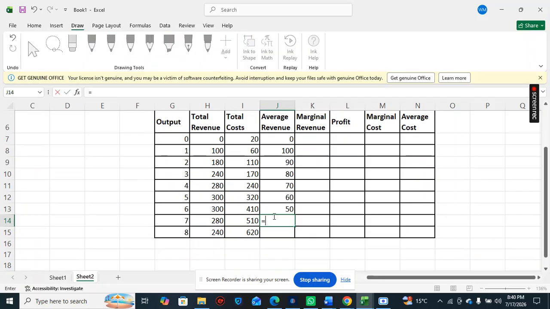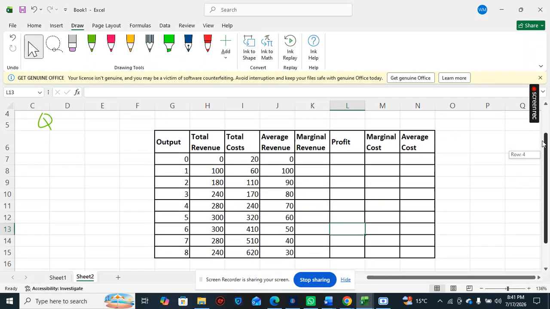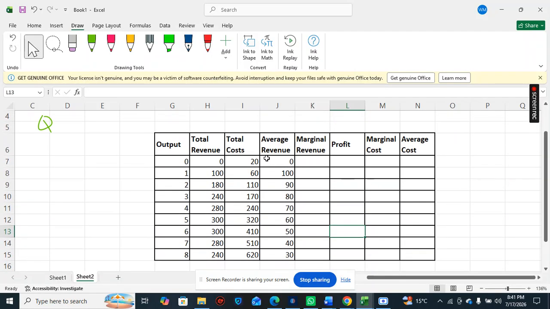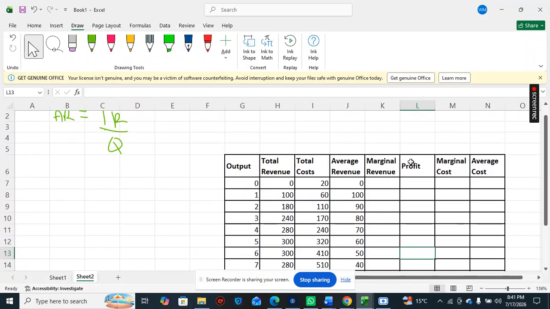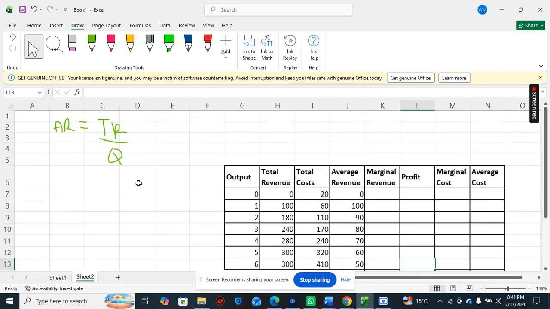When we produce 7 units, total revenue 280, our average revenue 40 kwacha. When we produce 8 units, the total revenue is 240, average revenue 30 kwacha. That's how we get our average revenue. Always remember this formula: average revenue is total revenue over output.